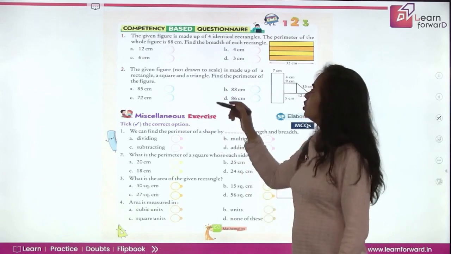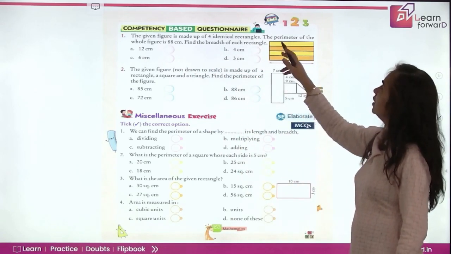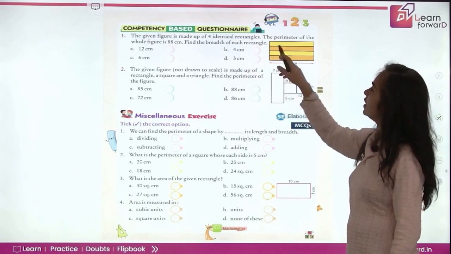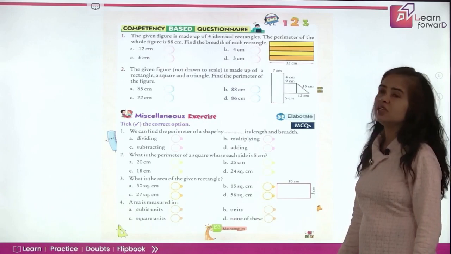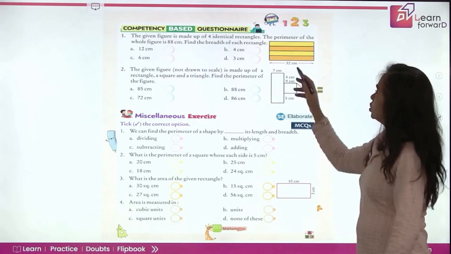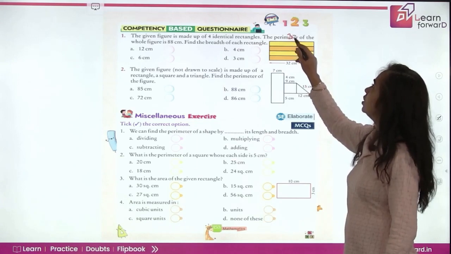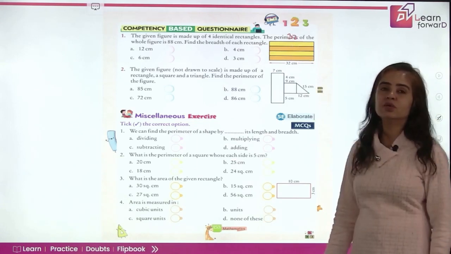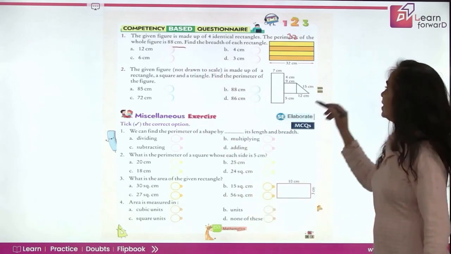Competency based questions for you. The given figure is made up of 4 identical rectangles. The perimeter of the whole figure is 88 centimeters. You have to find the breadth of each rectangle. So this is 32. That means this is also 32. How much is 32 plus 32? It is 64. But the total perimeter is 88.